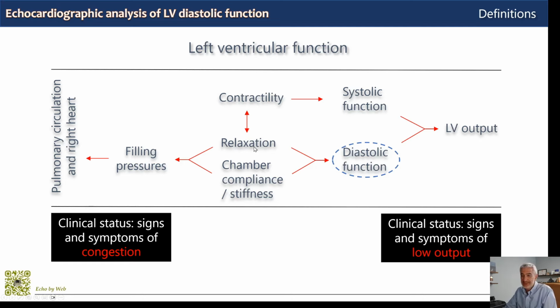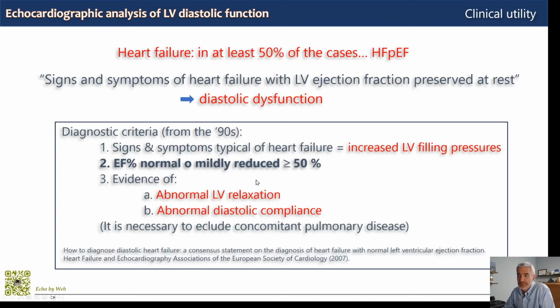Relaxation is an active, energy-dependent property, which is like the other side of the same coin with contractility, which is also energy-dependent. And this relaxation determines filling in the first third of diastole. We will see that afterwards. While compliance is a passive property of the left ventricular chamber that determines filling during the subsequent two-thirds of diastole, of filling.